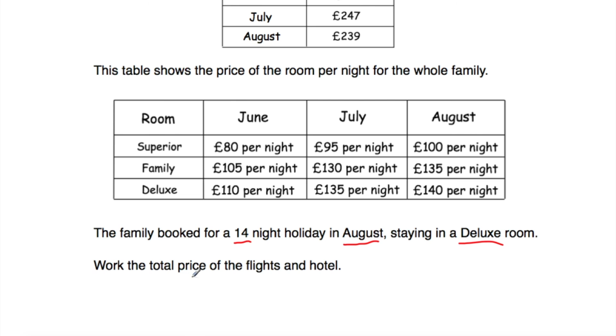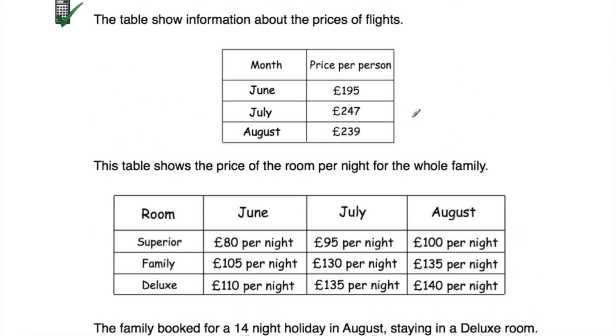And then we've been asked to work out the total price of the flights and the hotel. Okay, so let's start off with the flights to begin with. So let's go up to the flights. Now we're told the holidays in August, so we want to have a look at the price per person for the flights in August. So that's £239.